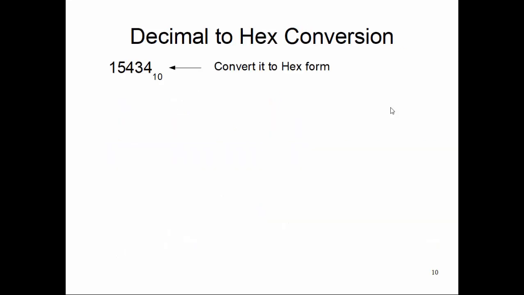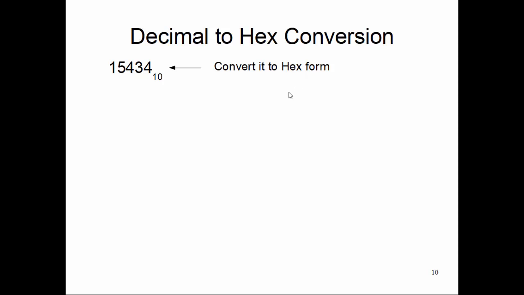Now let us look at decimal to a different number system conversion. Let's take hex for example. The problem here is we have to convert 15,434 in decimal to the corresponding hex representation. Hex is a short form of hexadecimal number system. As we know, the hexadecimal number system has base 16.